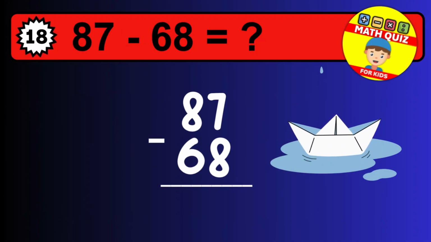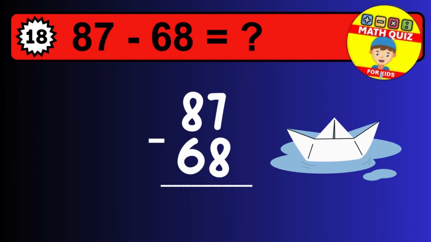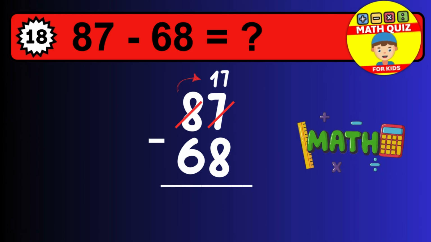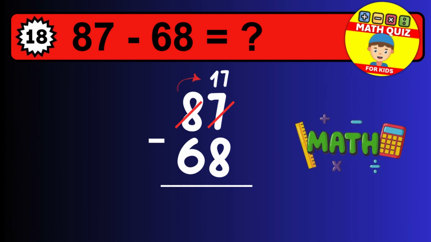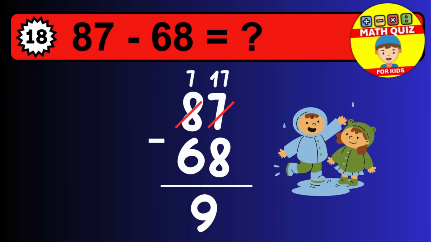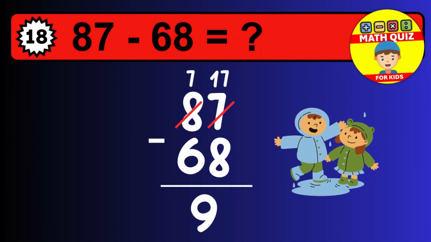Let's solve this step by step. We start with the units. 7 minus 8 is not possible, so we need to regroup. We take one 10 from the tens column. Now we have 7 tens, and the units become 17.